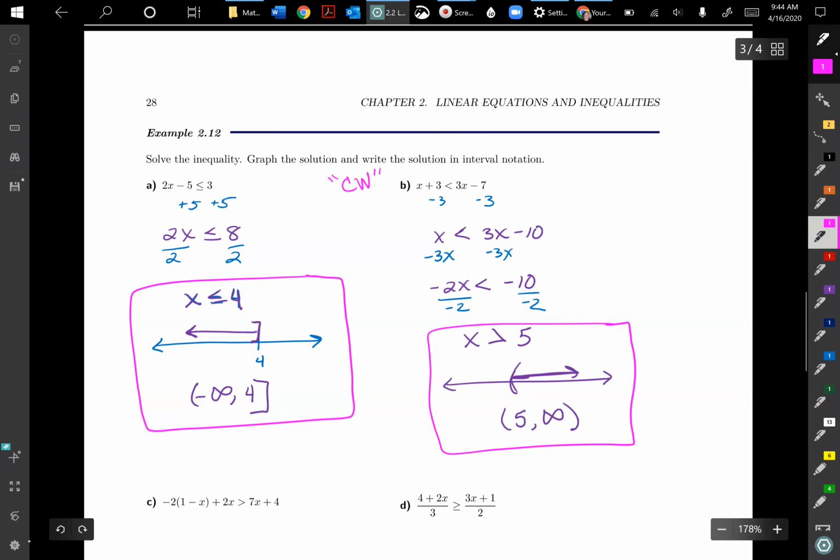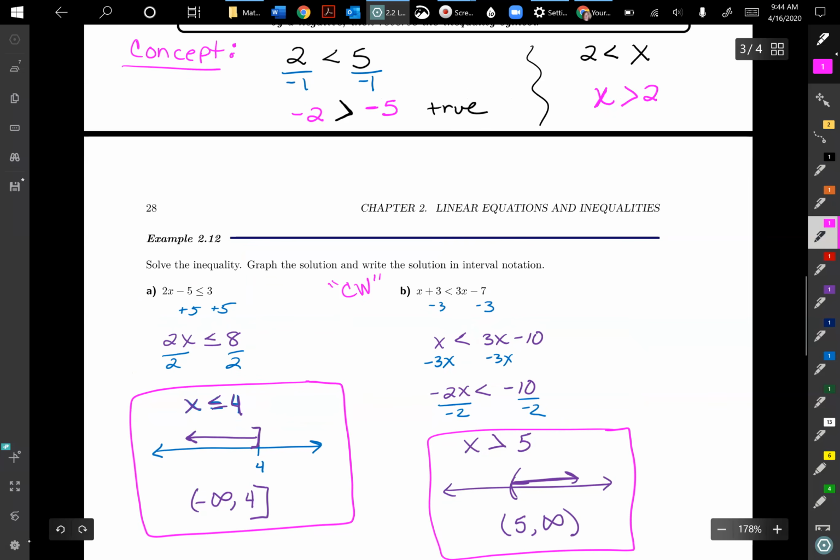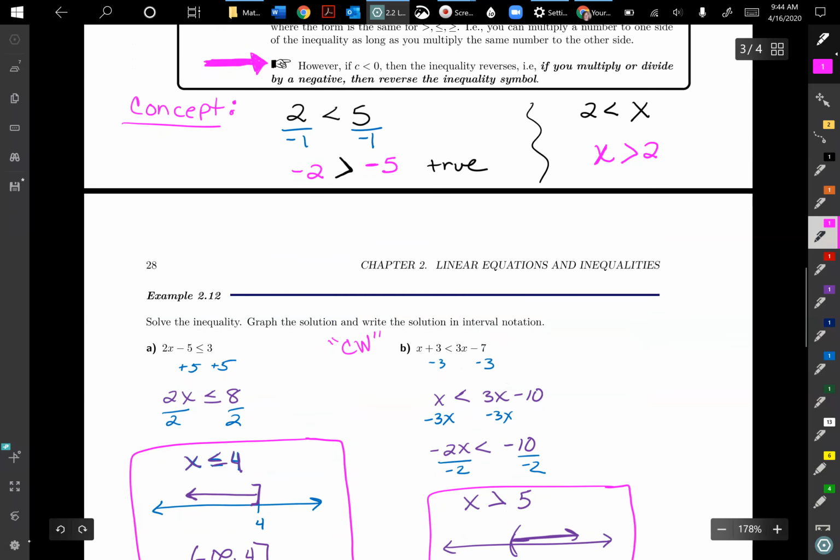Okay, so be careful about that. If you ended up not having the right direction for things, then go back and review this concept in the rule again.